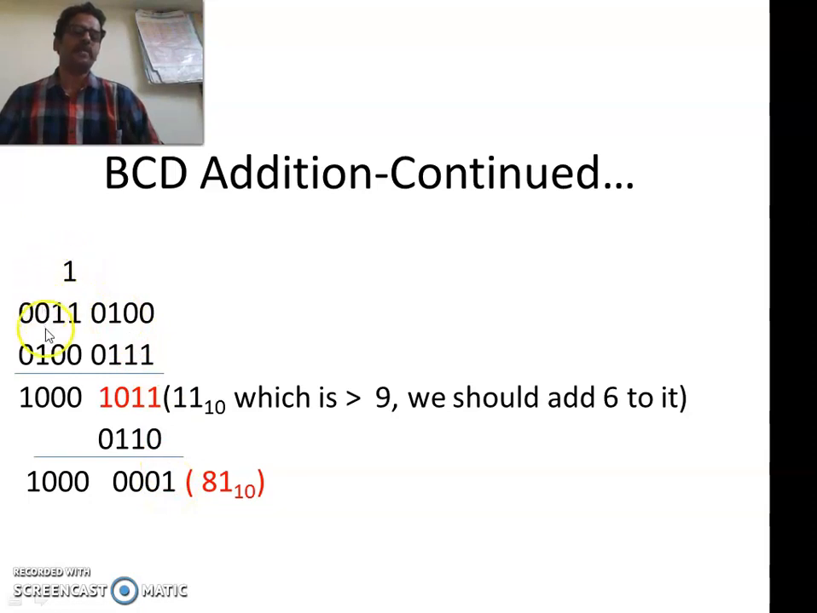Then while adding this pair of digits along with the carry, we are getting the result as 1000, which is nothing but 8, which is also a valid BCD digit. So we are bringing down this 1000 to the end result. So the end result can be read as 81, which is nothing but 81 in our decimal form.